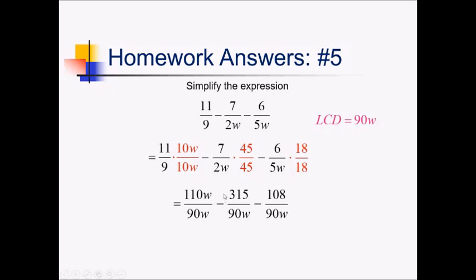And combining like terms, well, actually, we've got a common denominator of 90W first of all. Now, combining like terms, we've got only a single term with W, that's the 110W, so that doesn't get combined. But we have a negative 315 and a negative 108. That's going to be a negative 423. And it looks like this is as good as it's going to get. No common factors. Are there? Nope. 423 is divisible by 3, but 110 isn't. So yeah, we can't really do any better than that.